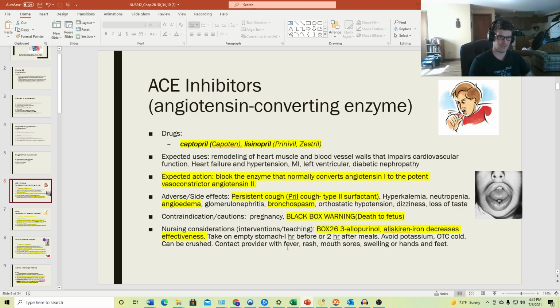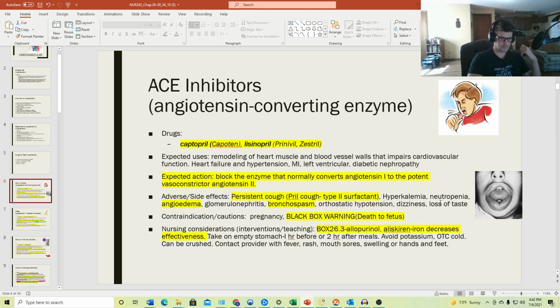We also have angioedema and bronchospasms highlighted. We have 3 things here in adverse side effects highlighted, so I would anticipate that maybe we're going to see this as a select all that apply. So maybe commit these to memory. Persistent cough, hyperkalemia, neutropenia, angioedema, glomerulonephritis, bronchospasms, orthostatic hypotension, dizziness, and loss of taste.